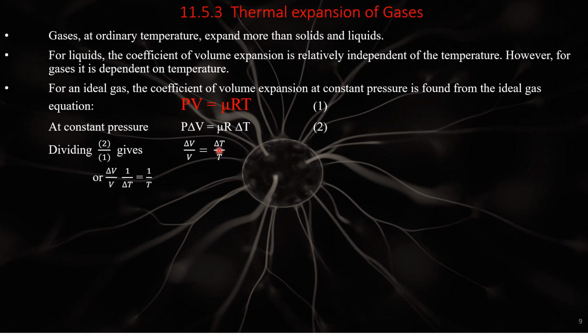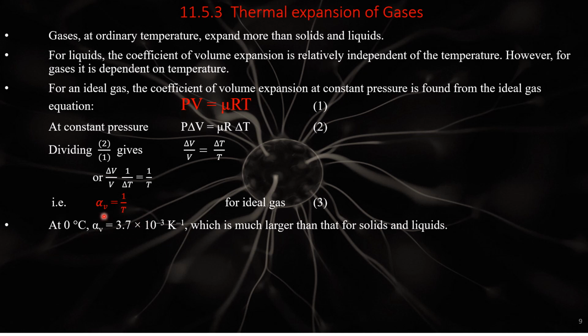Or we can write it, transferring delta T to the denominator on the left hand side, as delta V by V into 1 over delta T is equal to 1 over T. So this relationship, delta V by V into 1 over delta T, is the coefficient of volume expansion represented by the symbol alpha V, which is equal to 1 by T. So this is the equation for the coefficient of volume expansion for an ideal gas. Let it be equation number 3.